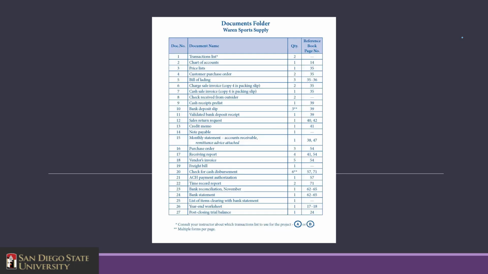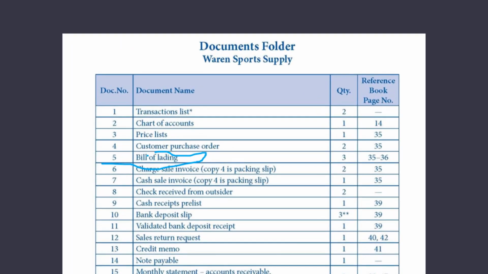Okay, so where to locate these 2 documents? On the first page of your document packet, in the folder, there is this table of contents. So find that the bill of lading is document number 5, and the sales invoice for credit sale, which they call the charge sales invoice, is for the credit sale, and this is a credit sale. So we're going to use these 2 documents.